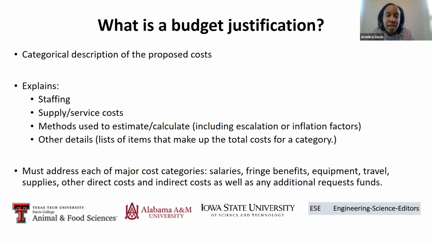We also must address each of the major cost categories, such as salaries, fringe benefits, equipment, travel, supplies. All that must be built into our budget. I would also like to use this slide to remind everyone that when we are building a budget, we must be sure that what we are requesting aligns with our objectives. So that's very, very important to remember.